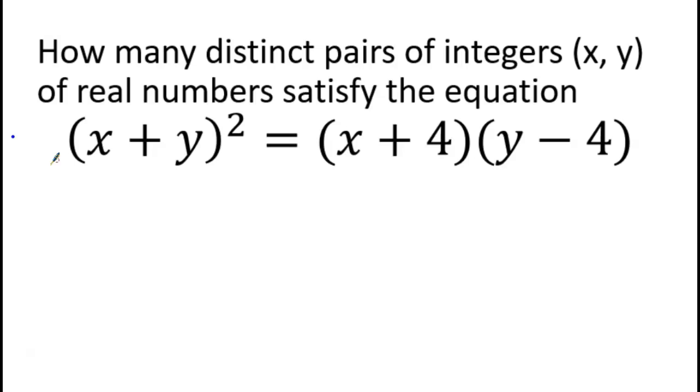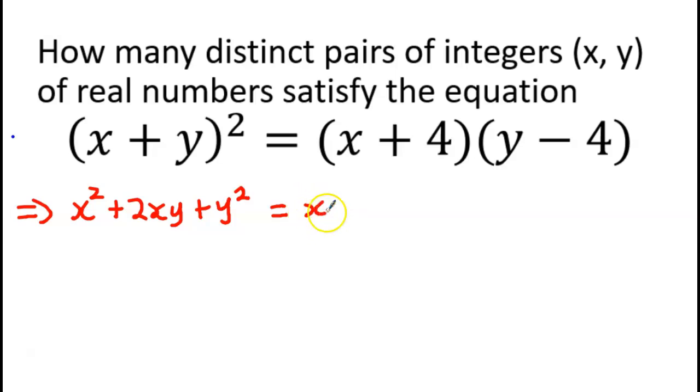To start with, let's look at the left hand side. We are going to expand it. You square the first term, x squared, then 2 times x times y, we have 2xy, then plus y squared. And this is equal to, do the same thing on the right hand side. Let's expand. x times y, we have xy, plus x times minus 4, so this is minus 4x. Then 4 times y plus 4y, 4 times minus 4, we have minus 16.